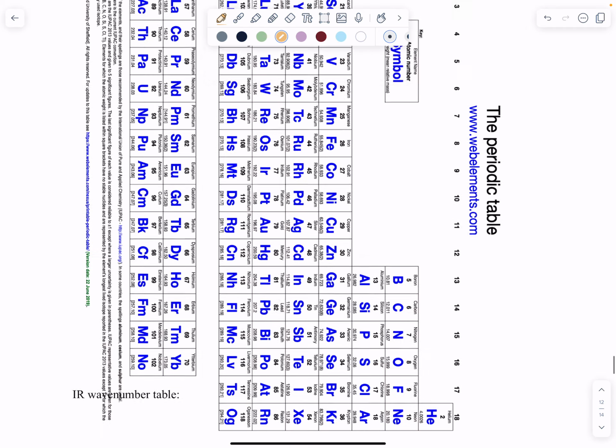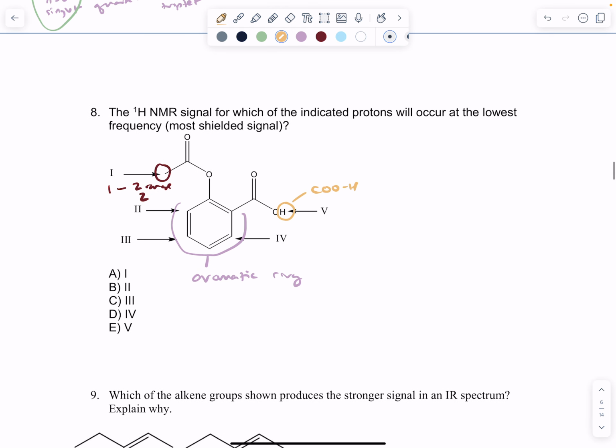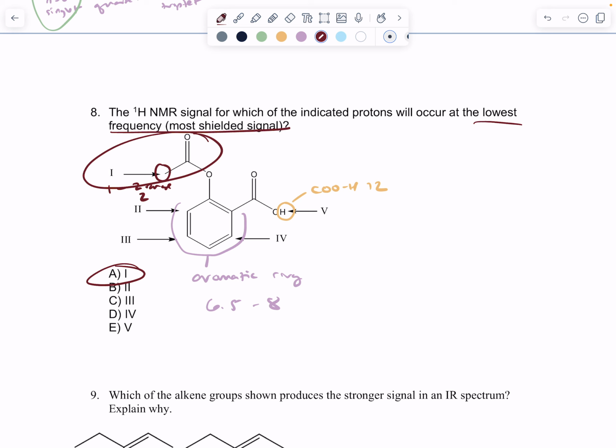So if my options are, I'm going to scroll back up. If my options are 12 and 6.5 to 8, then this one right here is probably going to be the best one. It's going to be the lowest frequency or the most shielded.